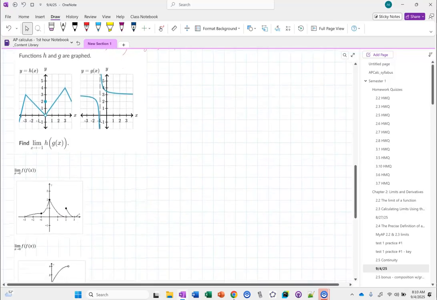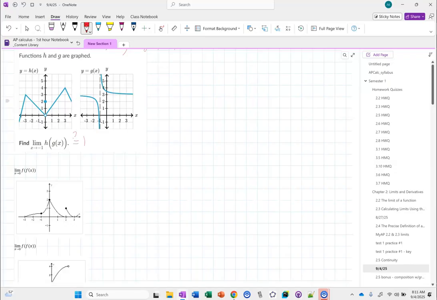Let's do another. Again, start the same way. So if I look at g of x at -1, what do you notice here? So again, the limit does not exist, so it doesn't matter what you're doing afterwards, right? I can't take f of does not exist. That just doesn't make any kind of sense, so that's going to fail.